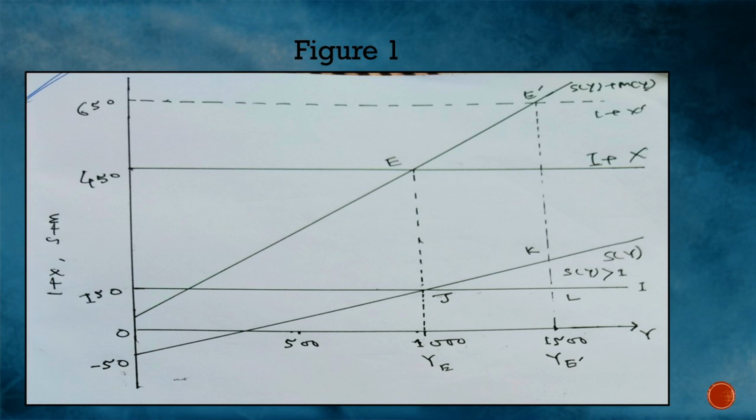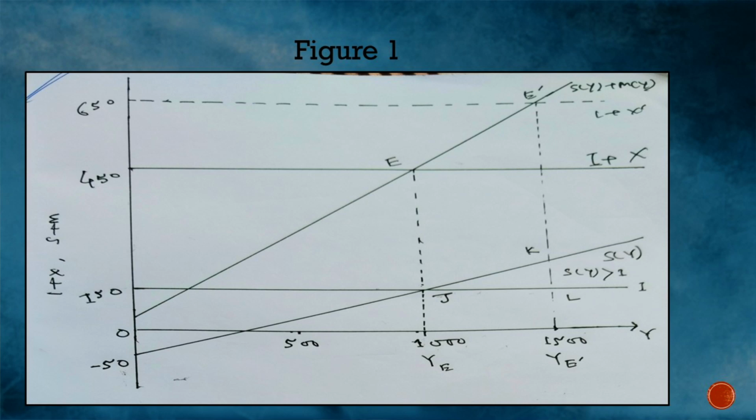On top of this saving curve, I am showing another curve, SY plus MY. It is again an upward sloping curve. That means as your income increases, your saving increases, and along with that, you also tend to spend on foreign goods and services. So your import is also a function of income, and SY plus MY is also an upward sloping curve.